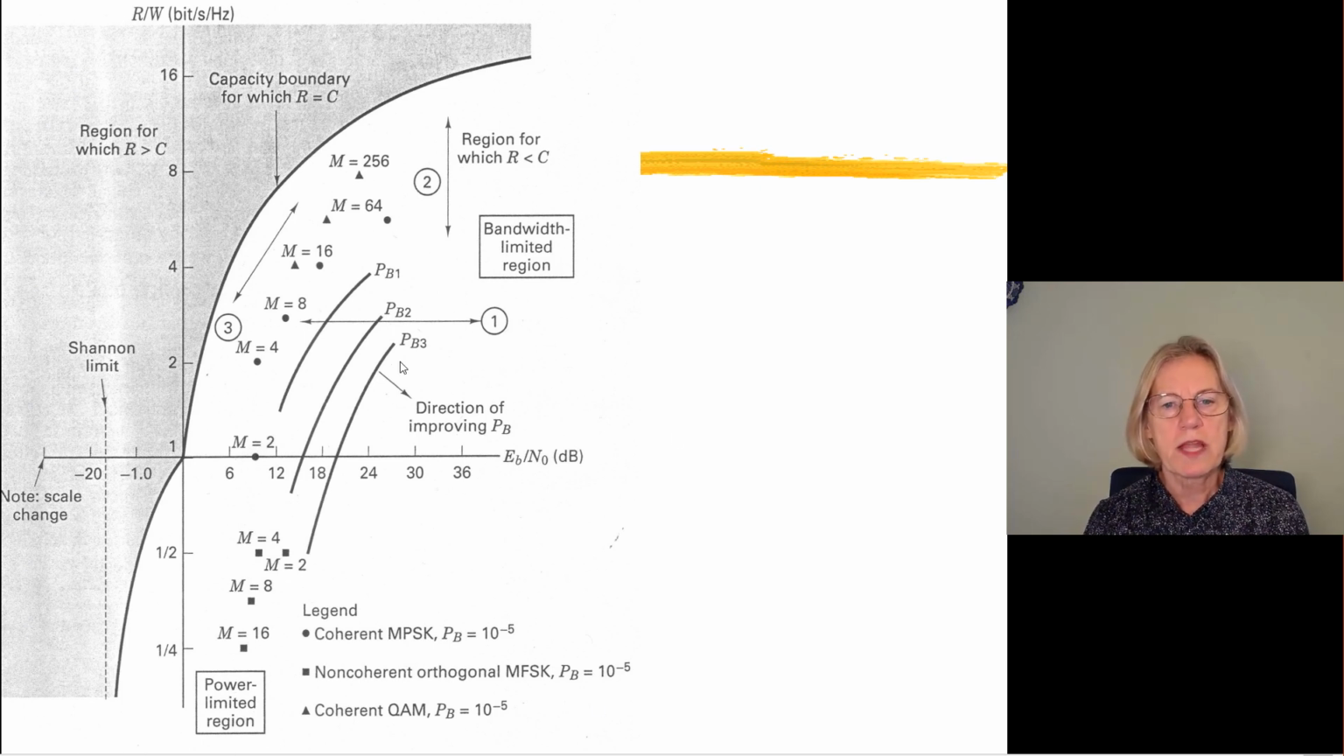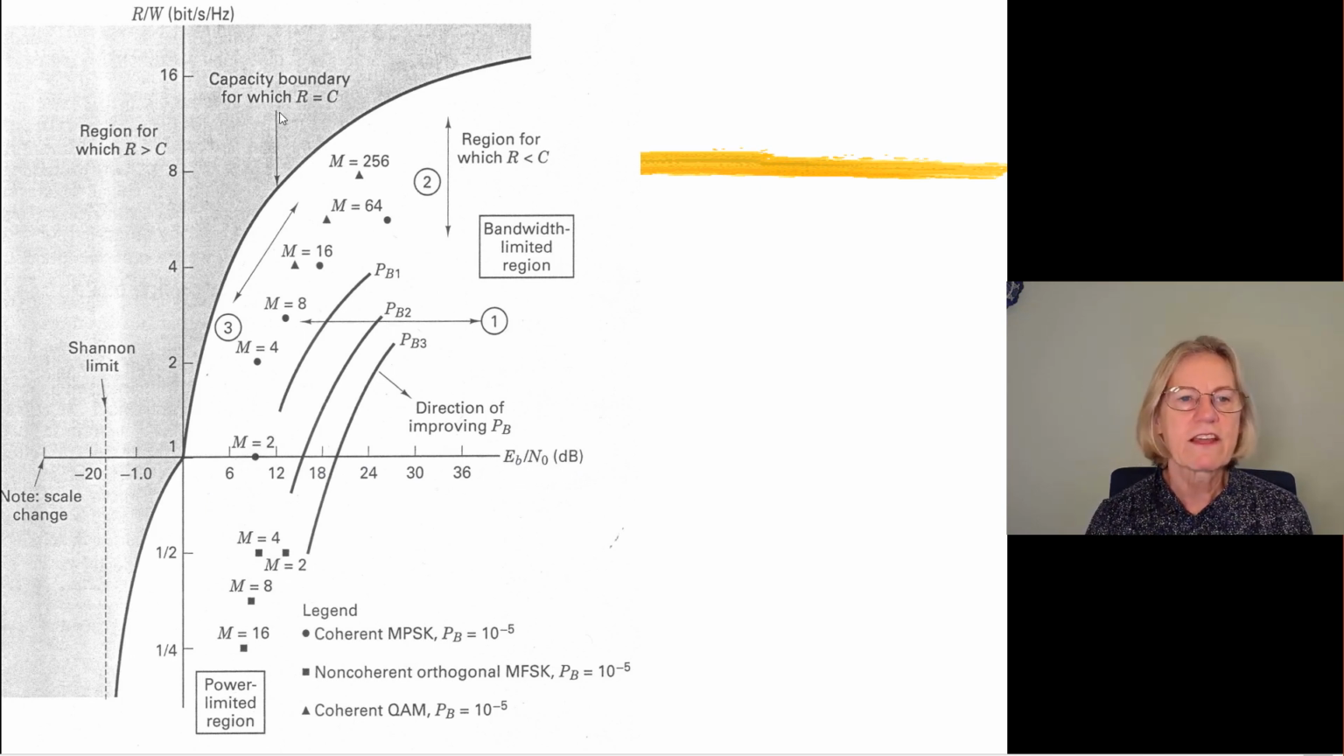And in this, we're plotting EB over N0, and this is R over W, because this plot is for R equals C, the Shannon capacity. You notice that this curve is smooth and then seems to change here. That's only because we changed the scale. So here, the negative EB over N0 has a different scale so that we can see this Shannon limit more clearly, whereas on the positive EB over N0, we want to spread things out so we can see other information.